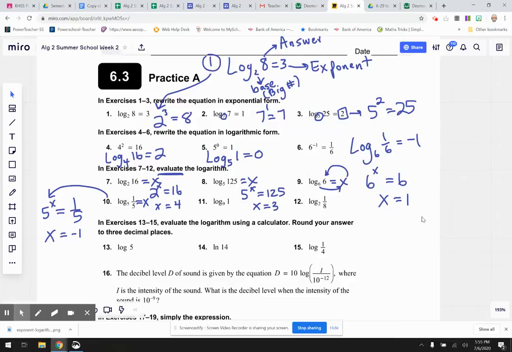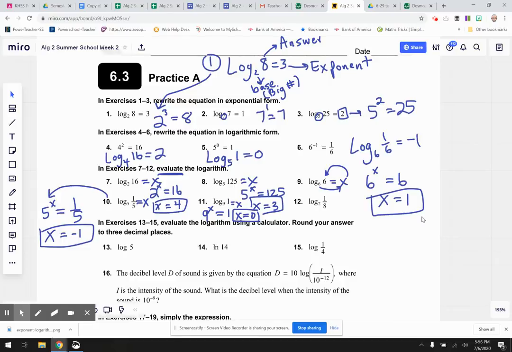Number 11 here, equals x. So it's going to be 9 to the x power equals 1. And I told you that any number to the 0 power equals 1. So that x is a 0. So this x was -1. This x was +1. This x was 3 up here. This x was 4 right there.